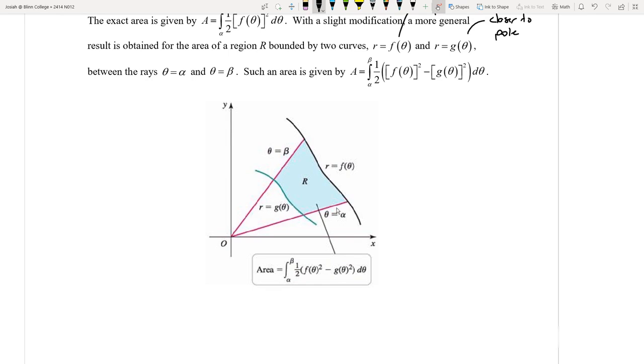We've got, again, the rays, alpha to beta there. Sorry, that's alpha and beta. And we're looking at the space from f of theta down to the pole in between these rays, minus the space from g down to the pole. And that gives us the space in between the two curves.